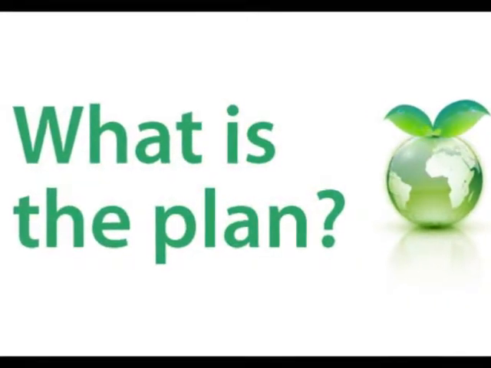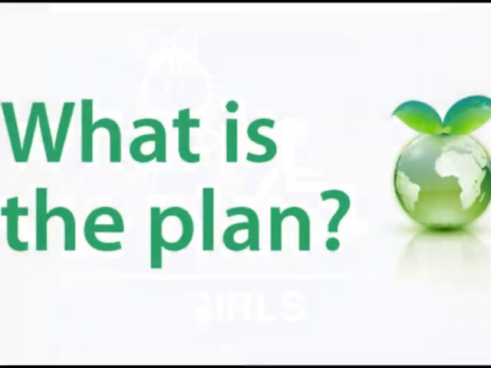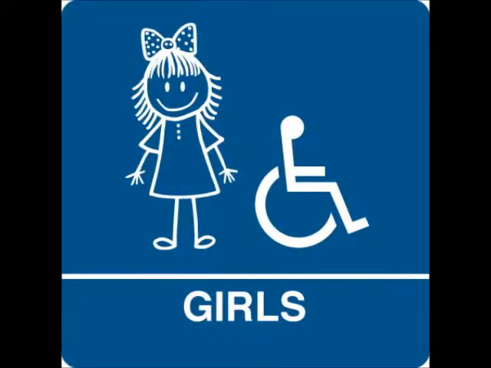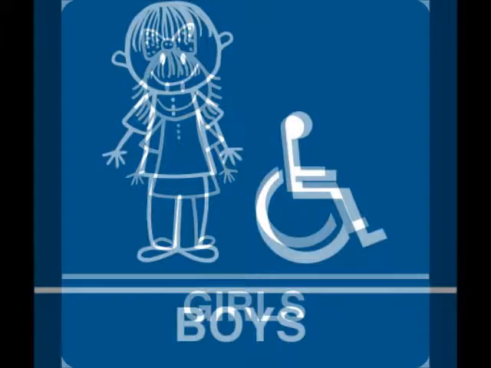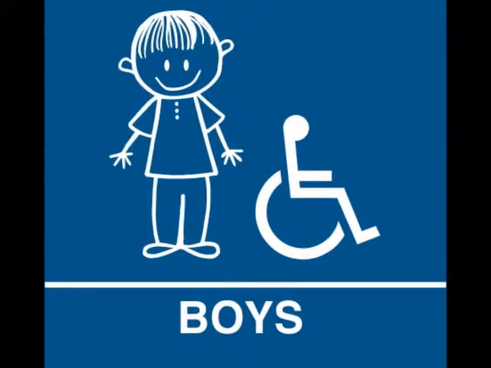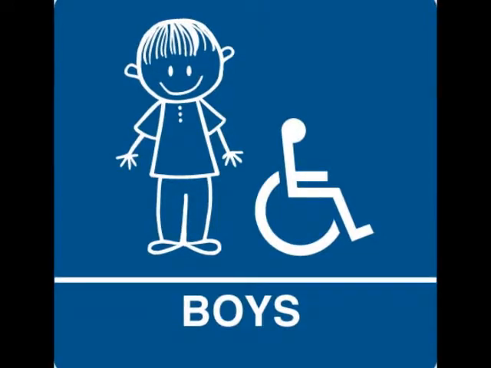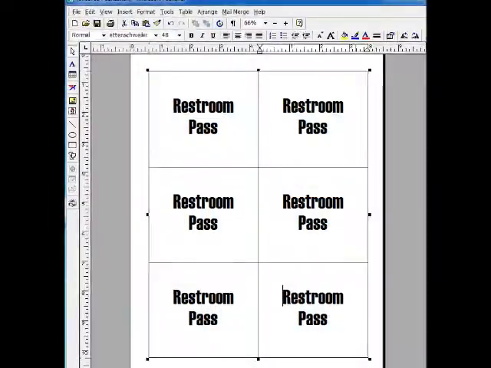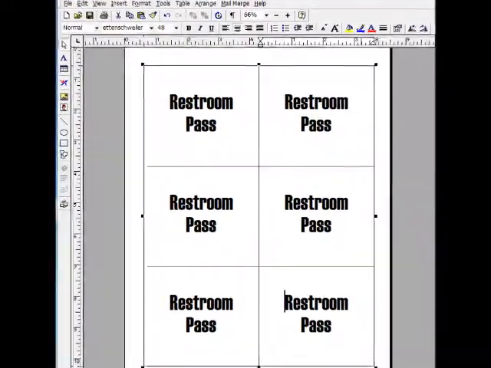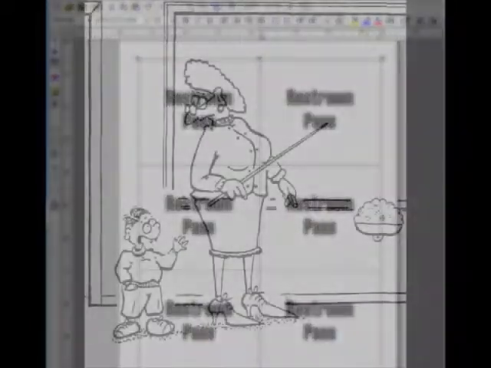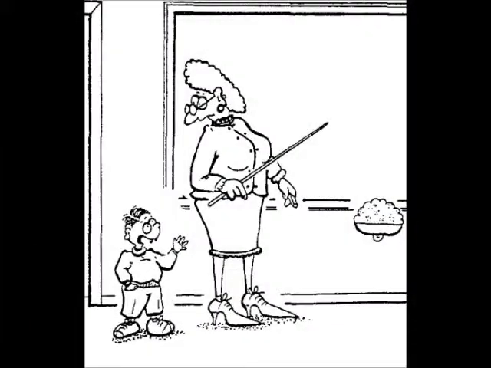My plan of action was to implement a new restroom policy. First, I made restroom pass templates on my computer. Then I made enough copies so that all the students could have 2 passes. Next, I talked to my students about how the constant requests to use the restroom hinder everyone's learning.